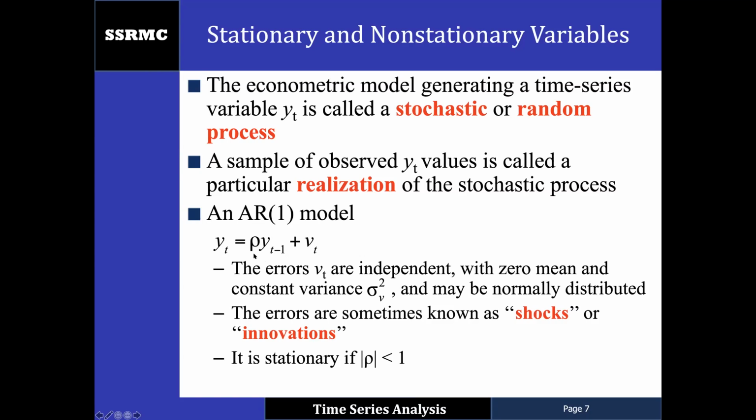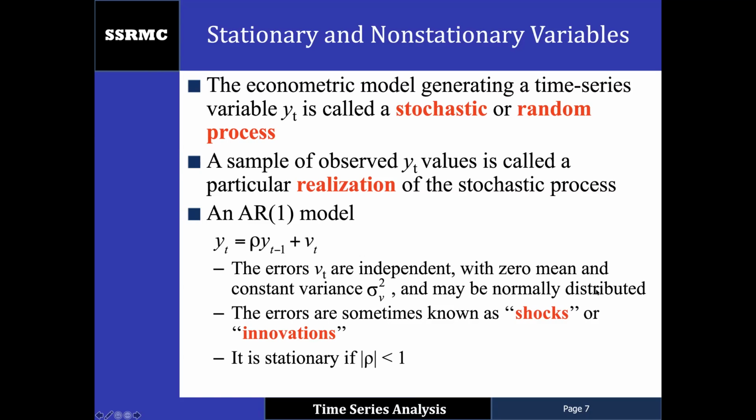That's the equation for us to generate the value of y. And if y1 equals 5, then this 5 is a particular realization of this process. In addition, we require this Vt, the errors of this equation, to be independent with a zero mean and a constant variance sigma v square.